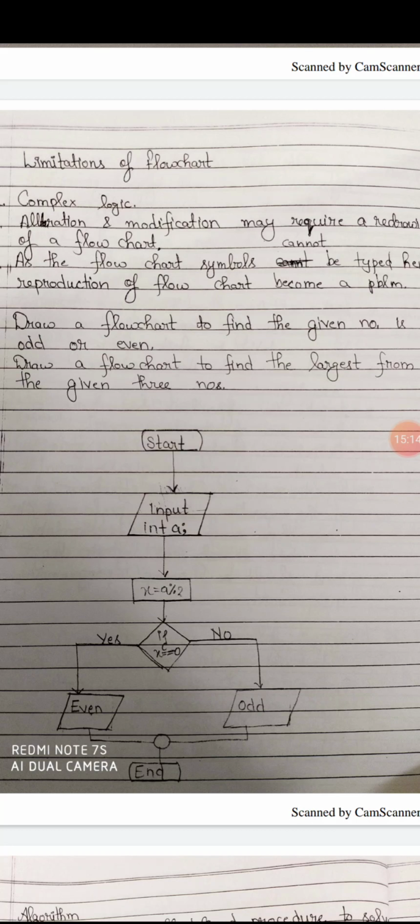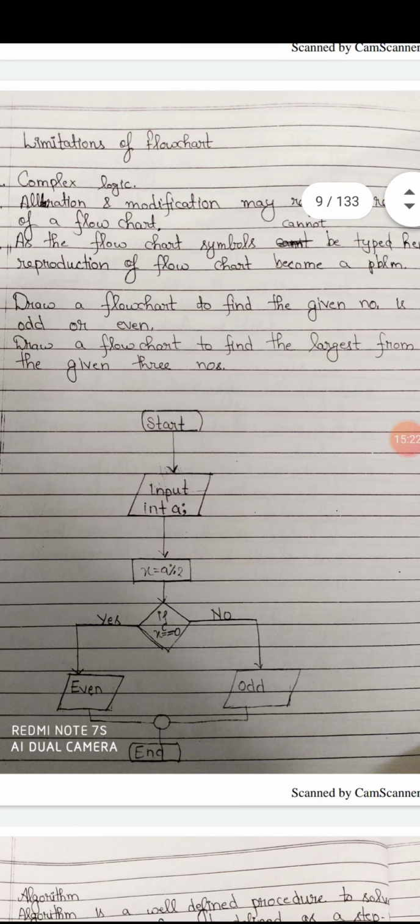So again, first we will start the process with the start and end box. Then we must have three numbers because we need to compare the three numbers. So those three numbers must be an input. After taking the input, we will compare these numbers. First, suppose these three numbers are A, B and C. First we will compare A to B.